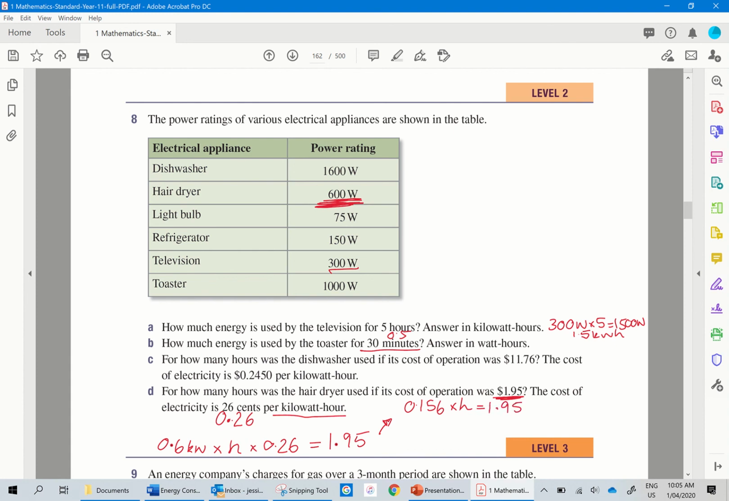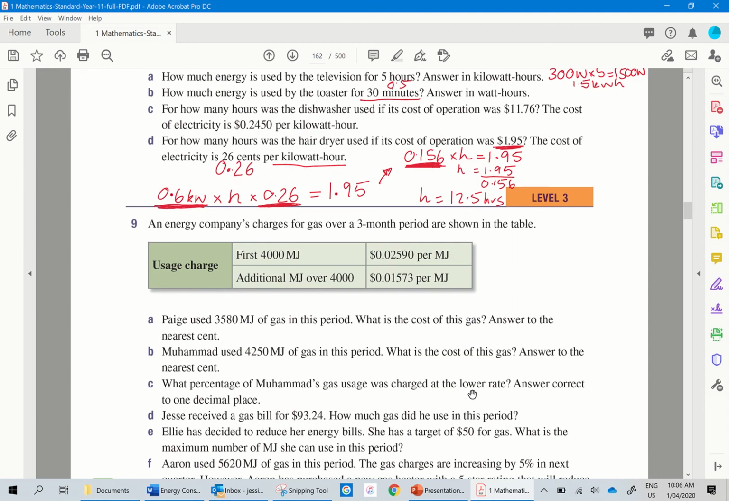So if you're not sure what I just did, I multiplied the 0.6 and the 0.26, and I got 0.156. So I just cleaned that up. Now it's just a one-step equation. I've got some number timesed by H. I want to get H by itself, so I'm going to bring that over and do the opposite of timesing, which is dividing. So you end up with H is 12.5, which means that they used the hairdryer for 12.5 hours.